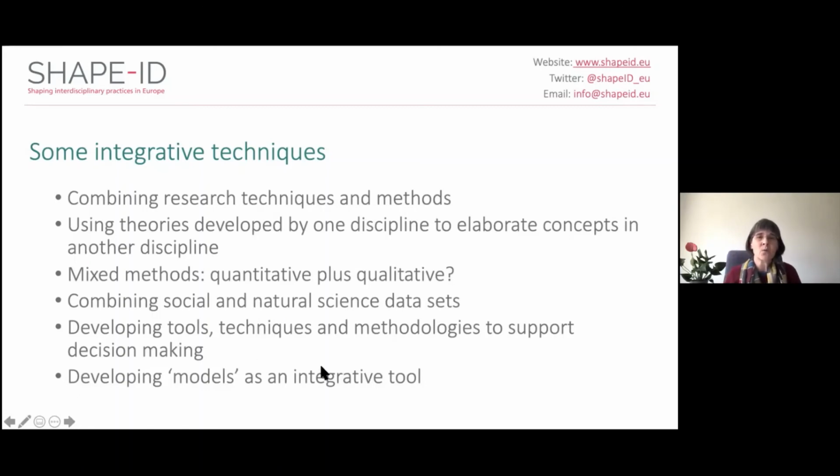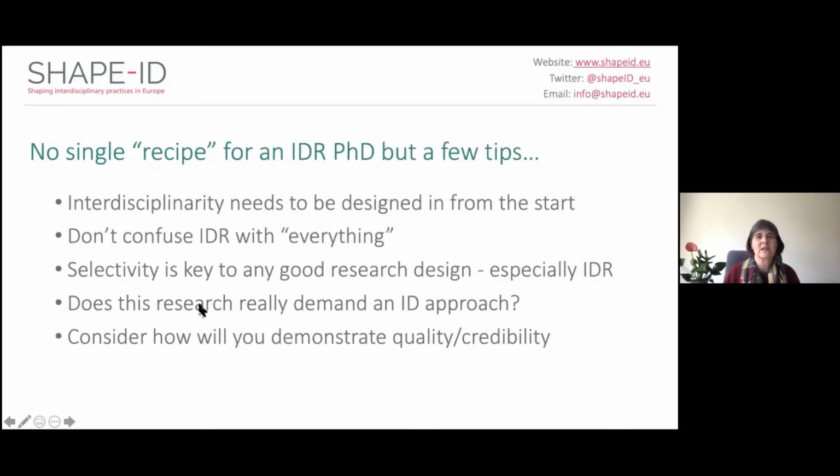These days, we're often working with large data sets, so it might be that your research is working across different types of data sets in the social and natural sciences. It could be that you're developing particular tools. Modeling is often a way of thinking about how you integrate data from different areas. So again, this is getting to the sense that there is no one single recipe for how to do this integration.